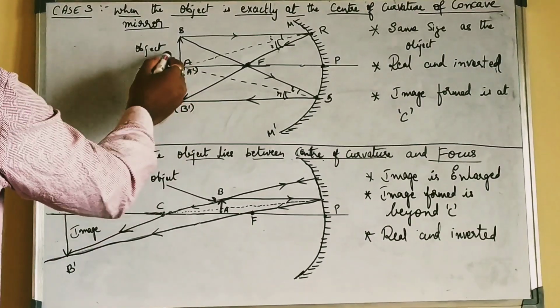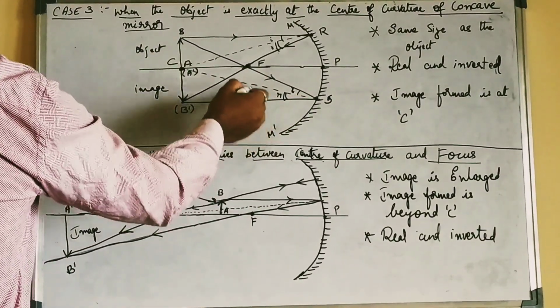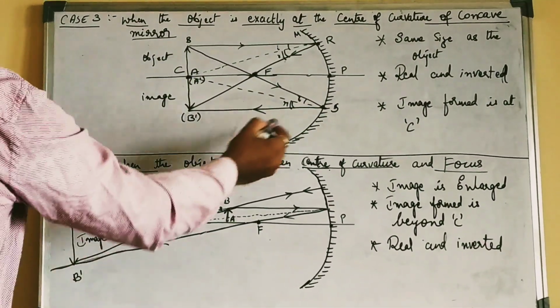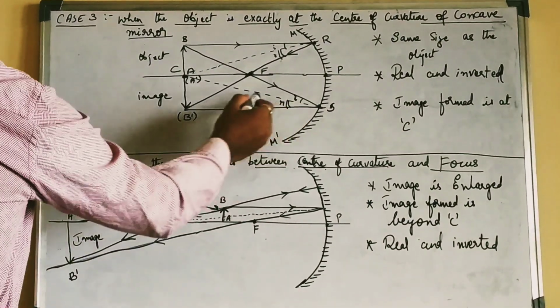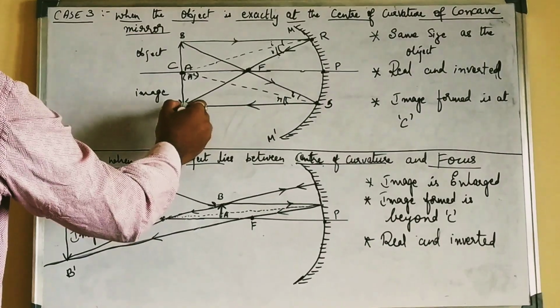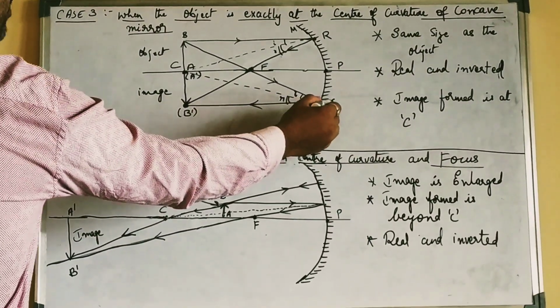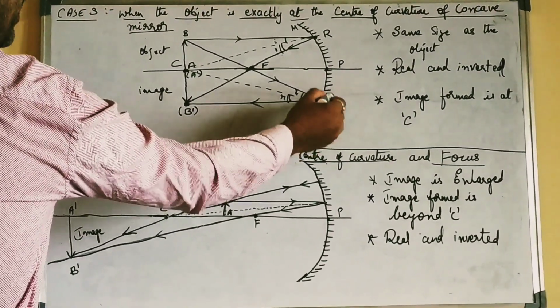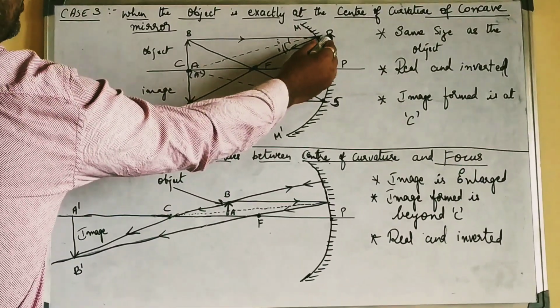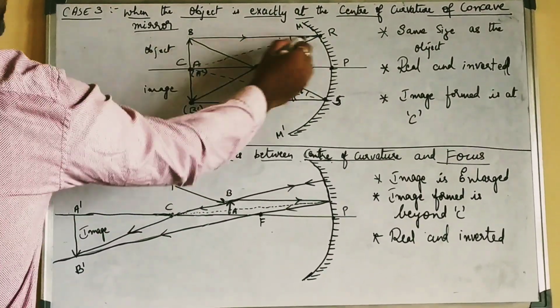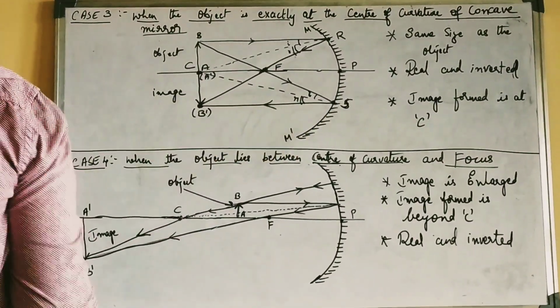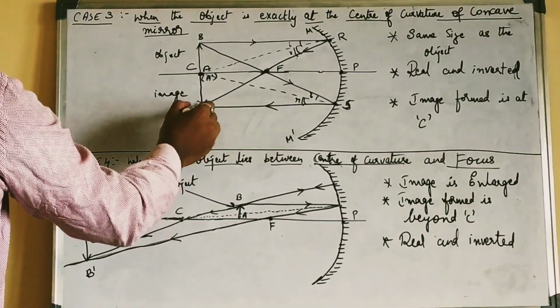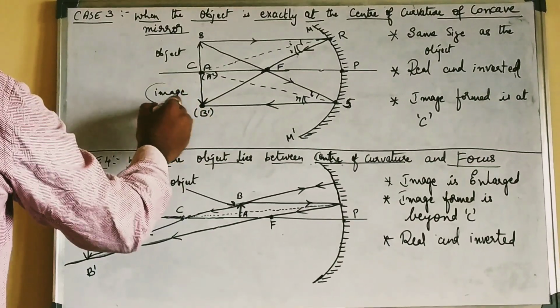Now you can see it. Okay, so it is also parallel to the principal axis. What is the reflected ray? Here you can see the reflected ray. So now here you have the reflected ray from point S. Okay, one more reflected ray is coming from point R. You can see here, this is the first reflected ray and this is the second reflected ray. Now you will get the position of the image.